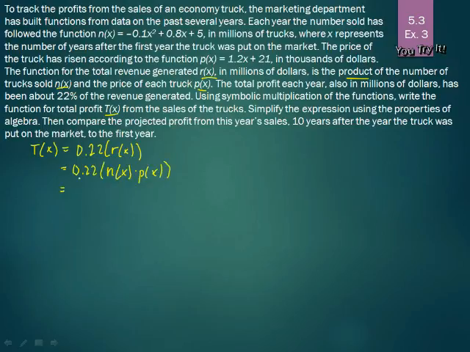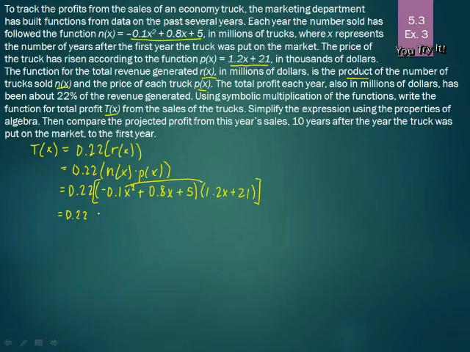Then we can go ahead and plug in what we know. We know that n of x is this equation up here, and p of x is this equation, so we'll plug those in. Continuing here, we still have the 22 hundredths on the outside of the other two things multiplied, and then we can distribute these other two functions.